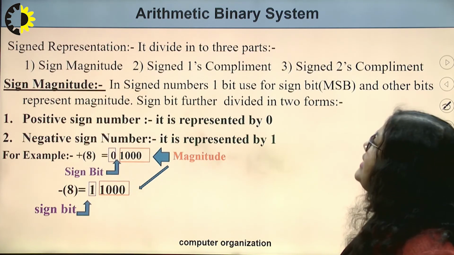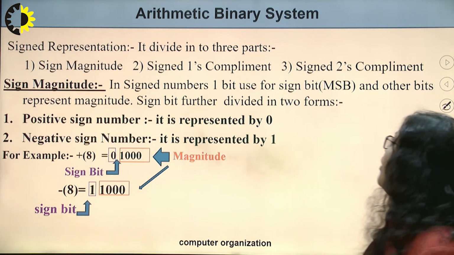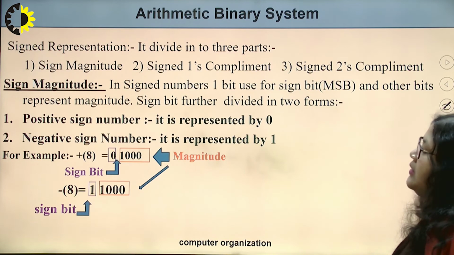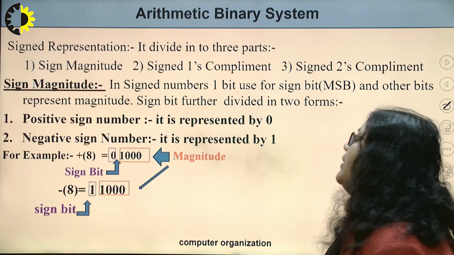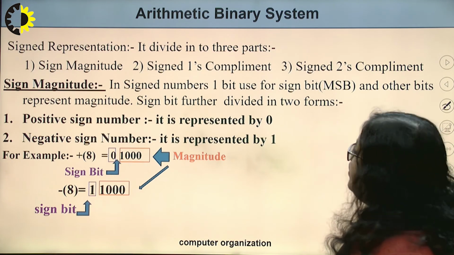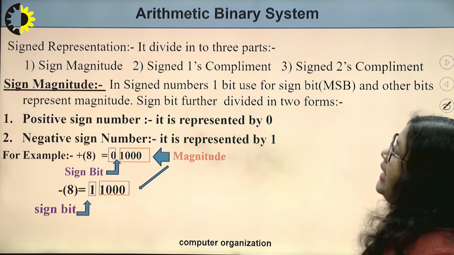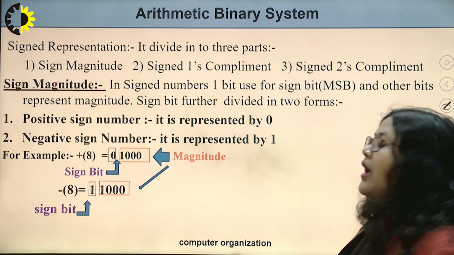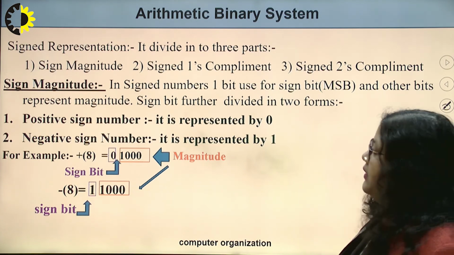Now these are the number representations: sign magnitude, sign 1's complement, and sign 2's complement form. Sign magnitude number representation is the same as converting the number from decimal to binary. If the number sign is positive, then we put 0 as the sign bit. When the sign is negative, we put 1.